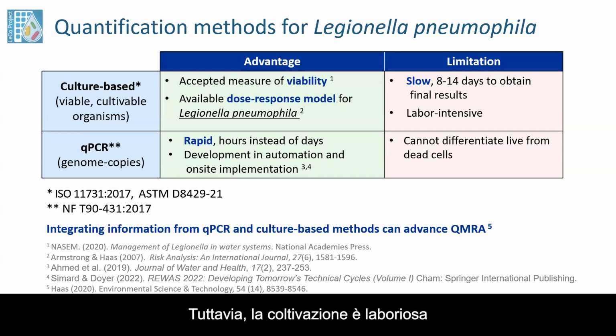However, cultivation is labor-intensive and slow, requiring 8 to 14 days of incubation. In contrast, standard qPCR methods provide faster results and can even be automated for on-site implementation. But they can quantify genome copies without distinguishing live from dead cells, potentially overestimating health risk.